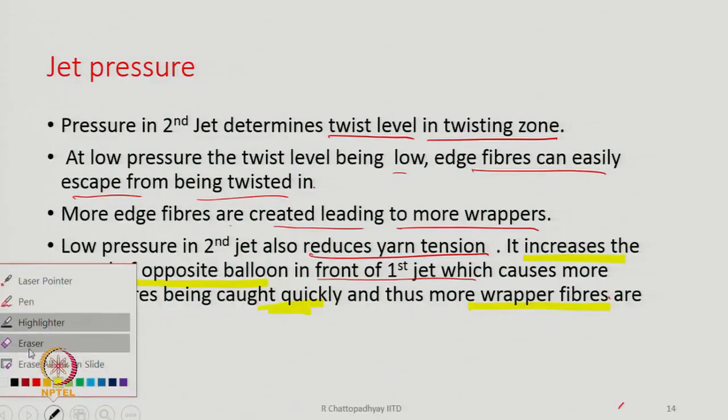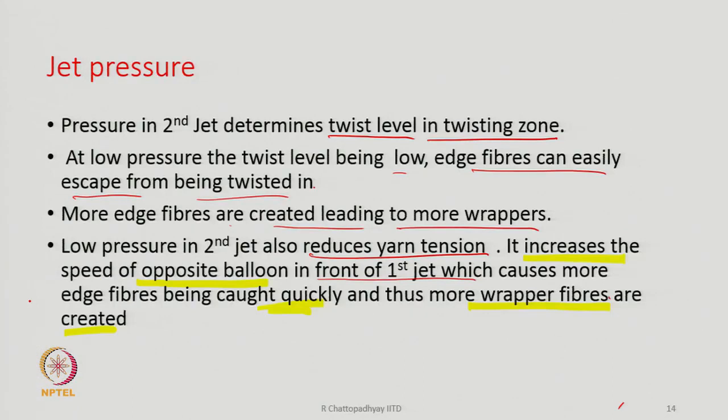So, because tension is decided by one, the spinning draft, and the other, the pressure of the Z2. So, if the pressure of the Z2 is reduced, tension in the yarn will reduce, but that will cause balloon speed to increase, and thereby it will cause more edge fibers being caught quickly, and thus more rapid fibers. They will be delayed, and as a result more rapid fibers will be created.